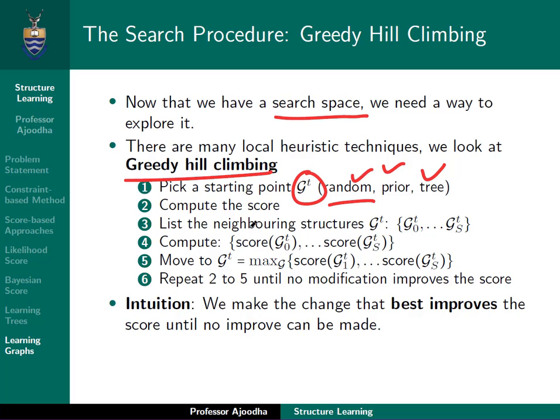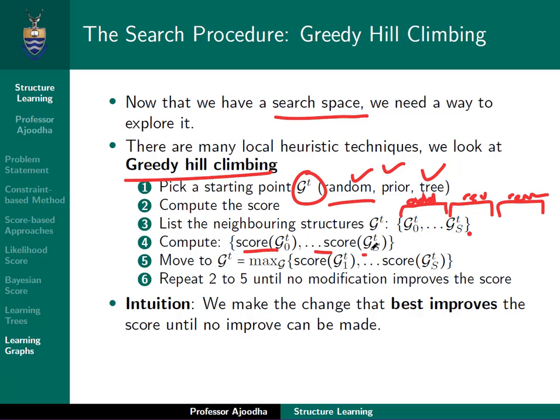Okay, then you list all of the neighboring structures from this graph G of T. So you list all of the ones if you add edges, all of the ones if you remove edges from G of T, and all of the ones if you reverse edges from G of T. Then you compute the scores of all of those graphs. So the score of the first one, second one, third one, all of them, all possible ways of moving from G of T. Then finally you make your move.